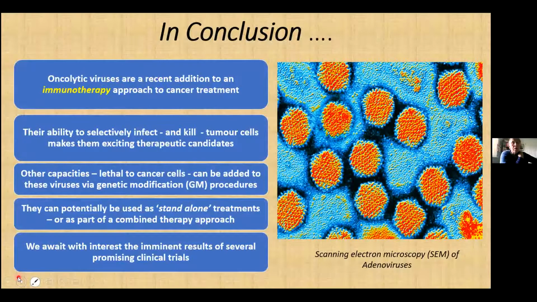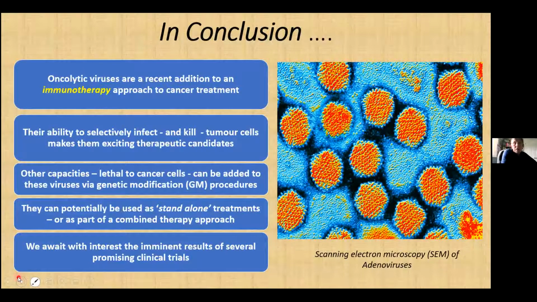They're obviously a very useful addition to the immunotherapy approach to cancer treatment. Their ability to be very selective, in other words, to kill the tumour cells but not to kill the normal ones, makes them very exciting candidates. Very much within the health service mantra of do no harm. You want the bad cells to be killed and the good cells to remain.